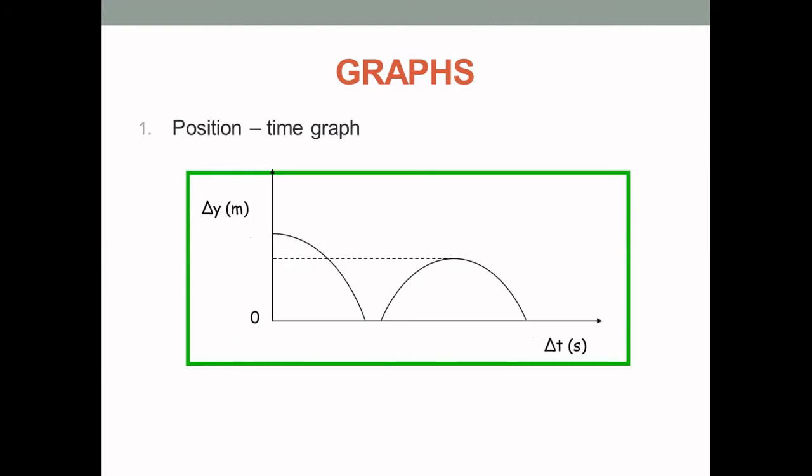Let's consider the graphs. So this is the position time graph. The object will fall and hit the ground. Here, the object is in contact with the ground, then the object bounces.